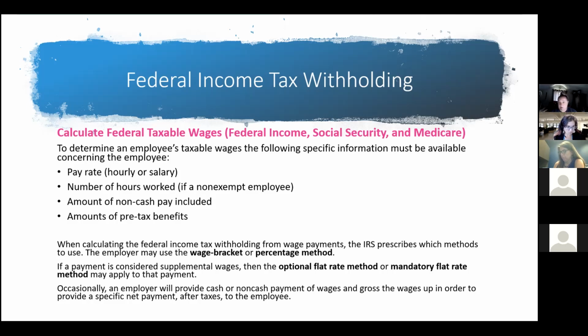I will tell you, be prepared to manually, by hand, calculate federal income tax withholding on the CPP or the FBC exam. It's on there using both the wage bracket method as well as the percentage method. The optional flat rate method will also be on there, and the mandatory flat rate method will also be on there. So we're going to talk about each of them, but just be aware that they are in fact on there.